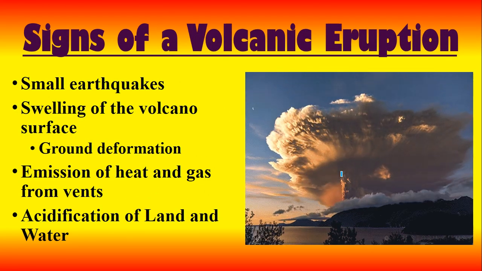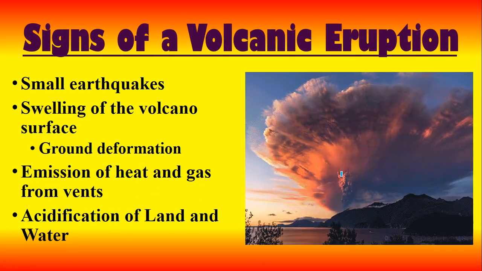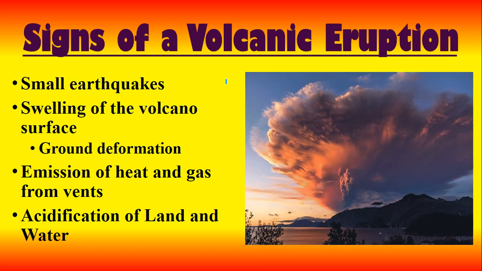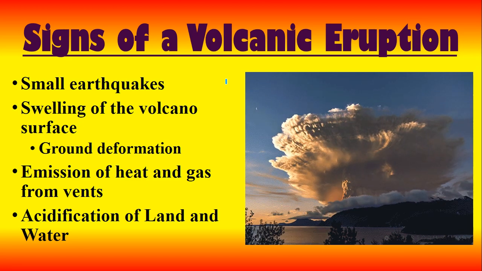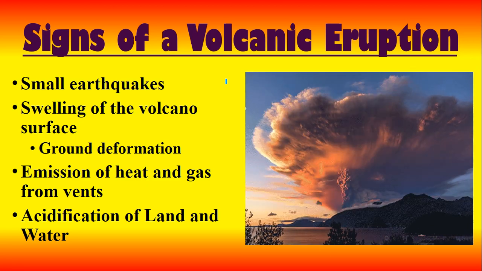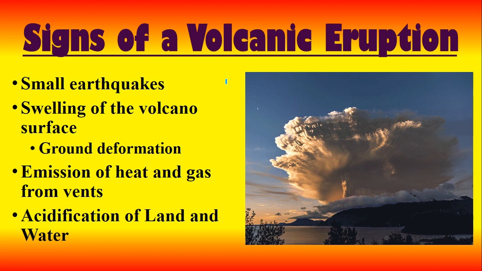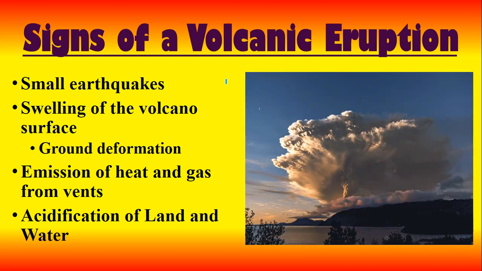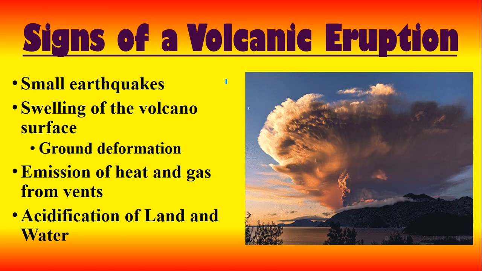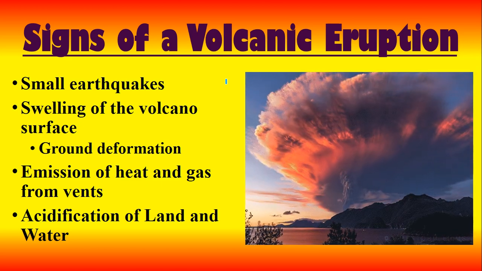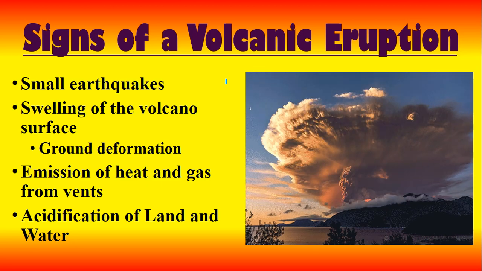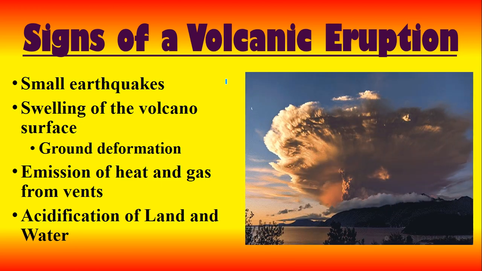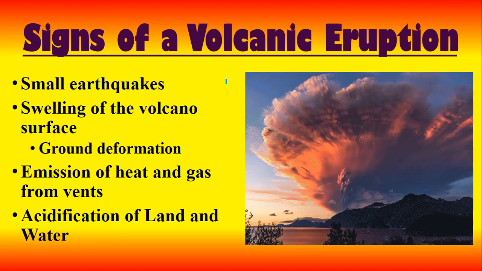Now, some signs that a volcano is about to erupt. First off, there are sometimes small earthquakes right before an eruption. You also have swelling of the volcano surface. Geologists will monitor from a distance, using scientific instruments, the size of the volcano, and sometimes they can see a little bulge form on the side of the volcano, which means it could be about to erupt. They call it ground deformation.